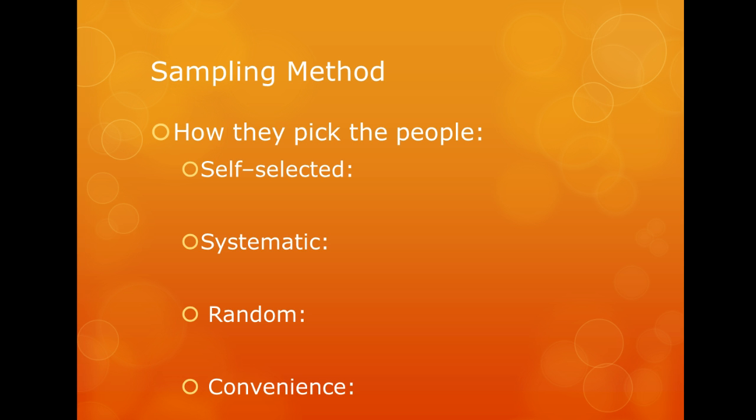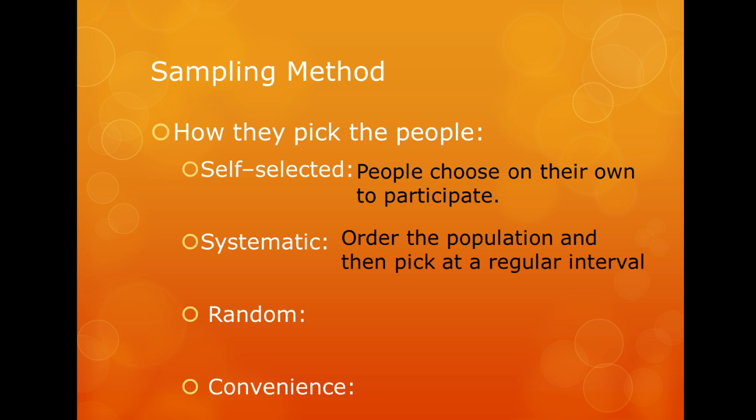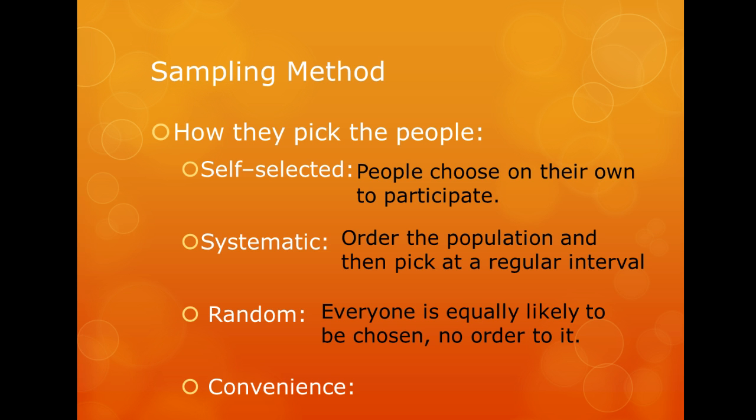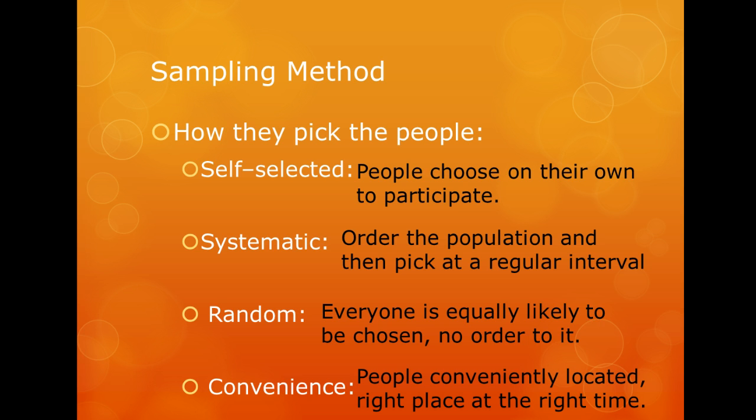Sampling method. So how we pick the people. How do we get our sample of people? Self-selected. People choose on their own to participate. Systematic. We're going to order the population and then pick at a regular interval. An example would be putting everyone in alphabetical order and then taking every 3rd person and having them participate. Random is exactly how it sounds. Everyone is equally likely to be chosen. There's no order set to it. And convenience, the people are conveniently located, the right place at the right time.